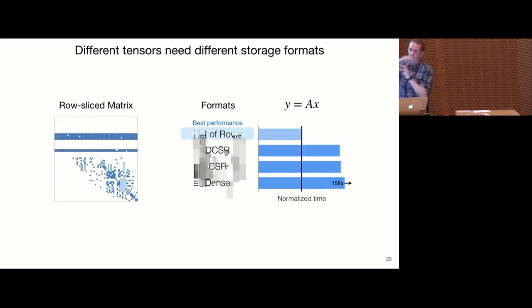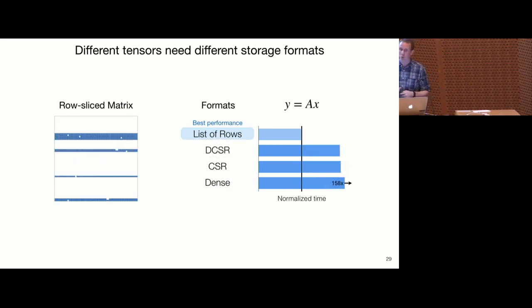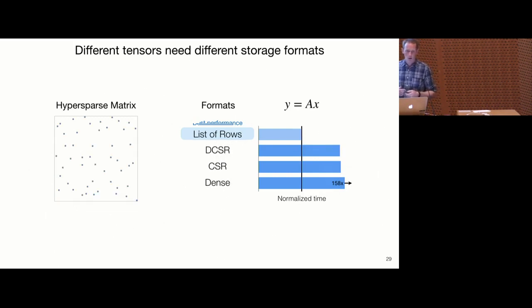If it's a dense matrix that you took out row slices from, you want the list of rows format. And if it's a hypersparse matrix where many rows are empty, then you want the doubly compressed sparse row format. So there's no one format that fits all applications. You have to shape your data structures to your data, and then the code should follow from that.